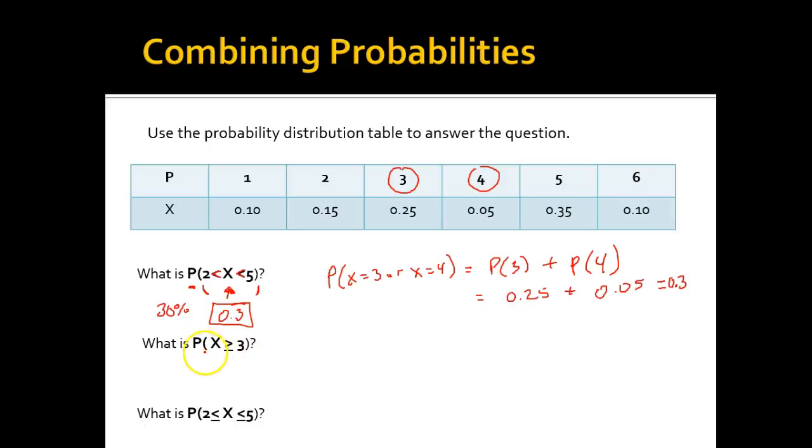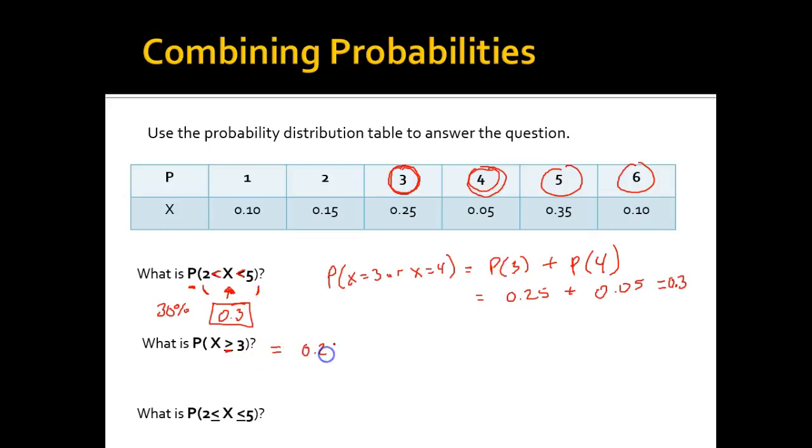Okay, next one says, what's the probability that X is greater than or equal to 3? So in this case, the equal to bit means we're going to include the 3. Remember when it was less than 5 or greater than 2, we didn't include the 2 and the 5. Now that it says greater than or equal to, we include the 3. So we're going to include the 3 and all the numbers bigger than 3. So 4, 5, and 6. So we're going to add up all of those probabilities, and I'm not going to bother to write down that this is the probability of 3 plus the probability of 4, and so on and so forth. I hope you can see that that's what's going on here.